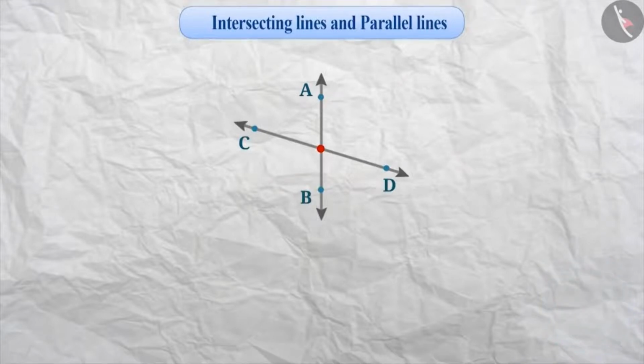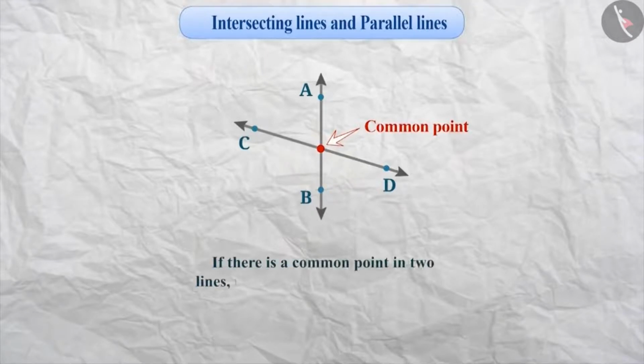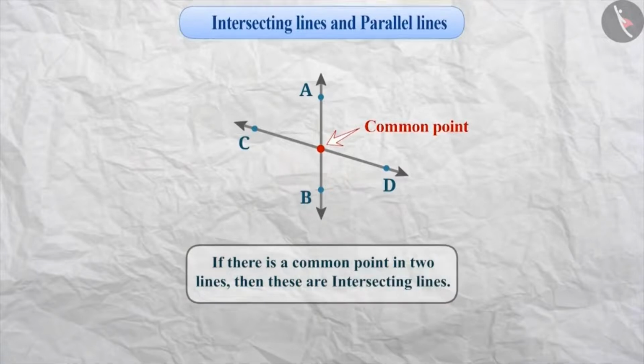Absolutely correct. This point is on both the lines, which means this point is the common point of both the lines. On this basis, we can say that if two lines meet at a point, or if there is a common point in two lines, then these are intersecting lines. The point on which intersecting lines intersect is known as the point of intersection. Or we can also say that the common point of intersecting lines is called the point of intersection.